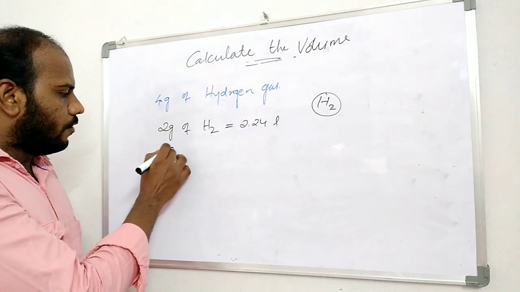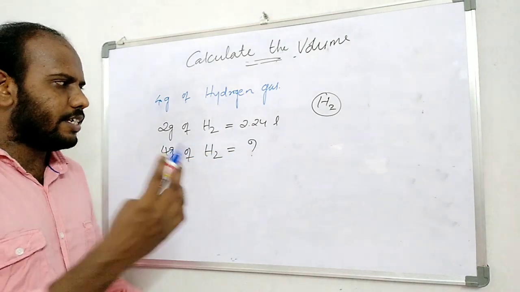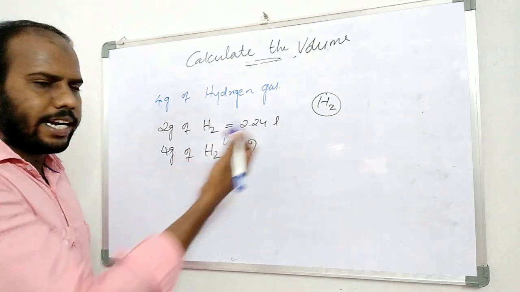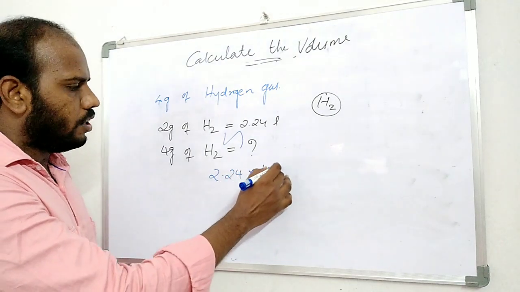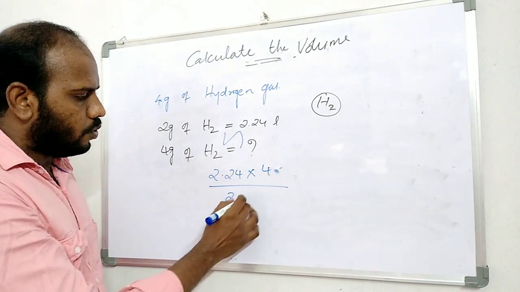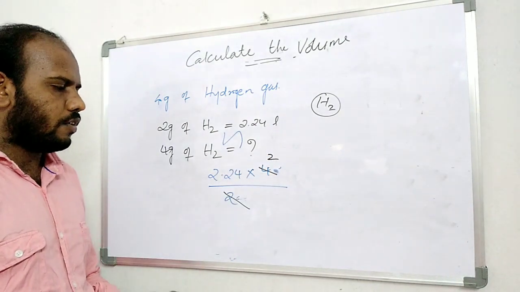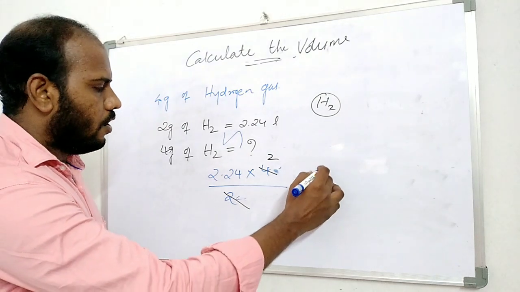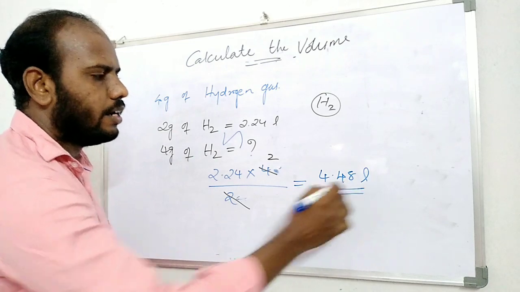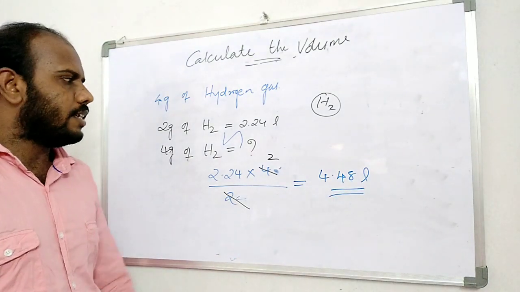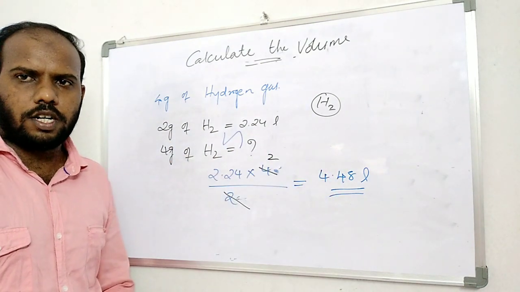Now the question asked 4 gram of hydrogen, then question mark. So very easy to do, same as this process, and direct writing is also very easy. Anyway, we can do 22.4 × 4 by 2. So this 2 will be cancelled, 4 will be cancelled, and the answer we get is 44.8 liter. So very easy. So 2 gram is 22.4 means 4 gram is 44.8 liter. Okay, let's look at one more question.